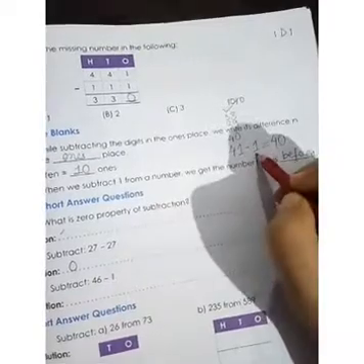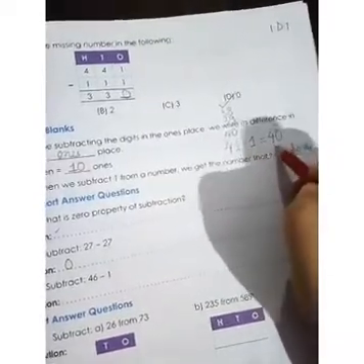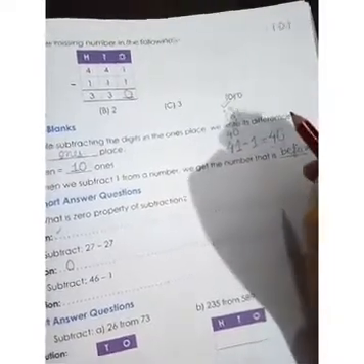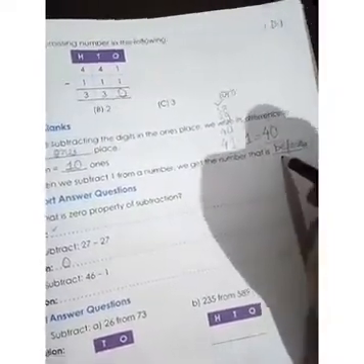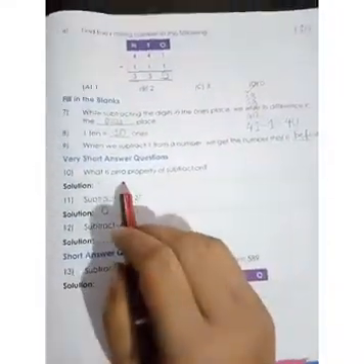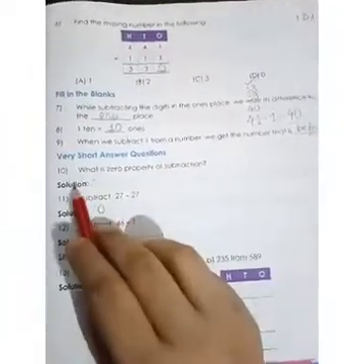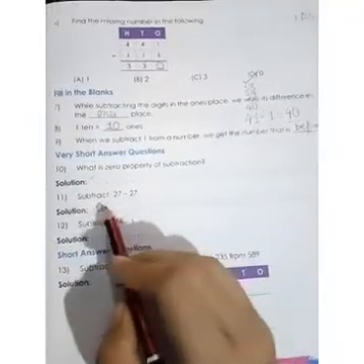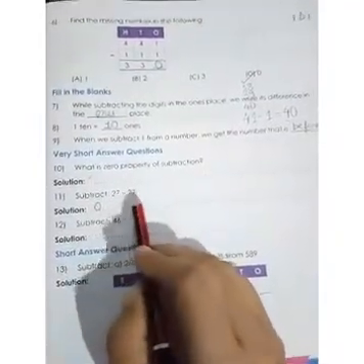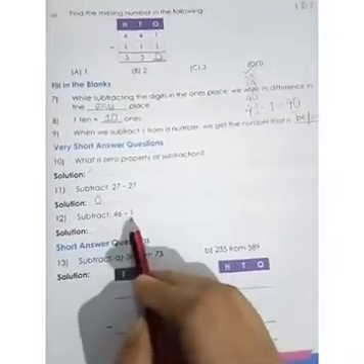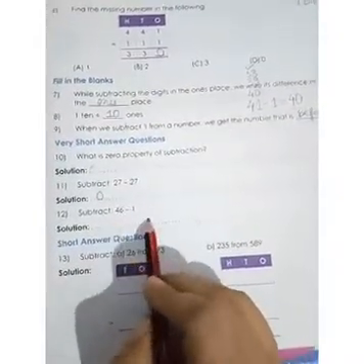So if you subtract 1 from any number, the answer we get is the number which was before the number given. So the answer is before it. This is very common and also very important. Since we have not studied the property of subtraction, I am skipping this question here. Alright, what is the zero property of subtraction? Subtract 27 minus 27. If you subtract the same number, we get 0. 46 minus 1, the answer is 45.